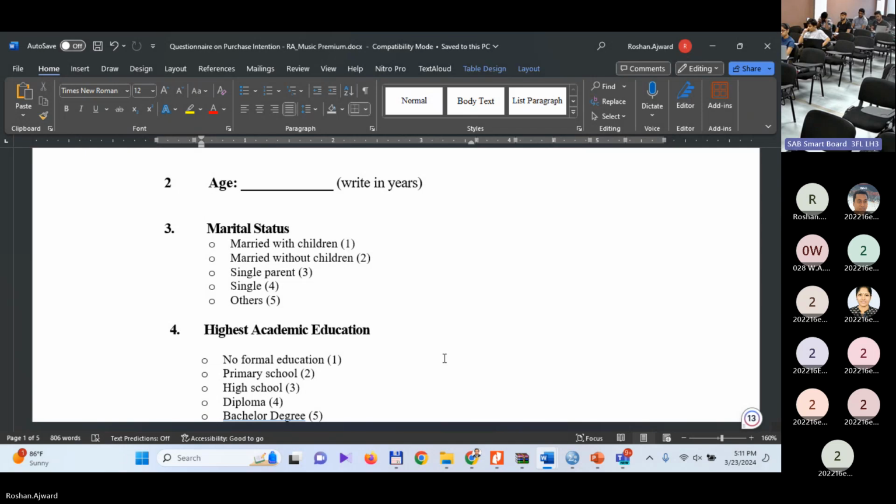H0. What's H0? You say there is no difference among, because you cannot say between 2 groups. In English, if you are going to compare more than 2 groups, it's among. There is no difference among the marital groups in the purchase intention of the premium version of the music app. Again, say there is no difference among the groups. Marital groups. There are 5 groups, it seems. Married with children, married without children, single. Okay. So no difference. Then step 2. What's step 2?